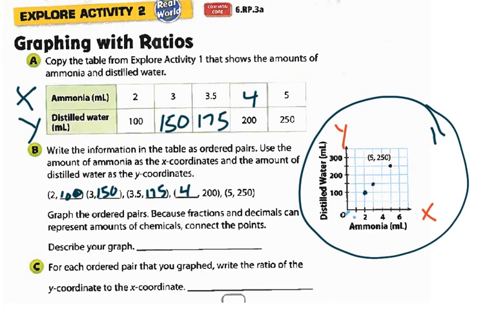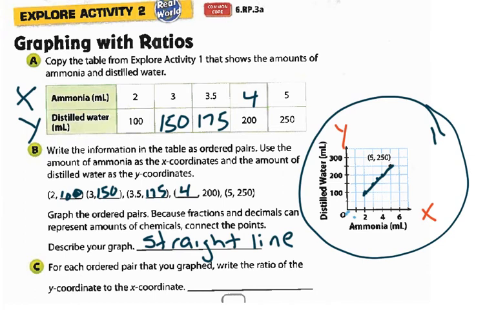Okay. Then I'm going to come over 3.5, so it's going to be halfway between the 3 and the 4, and then up to 175, which is going to be halfway between 150 and 200. So it's going to be about there. And then I have 4, so I'm going to come over 4 on the right and up 200, which is about here. Okay? And then if I connect these, I have a straight line. So my graph is a straight line.